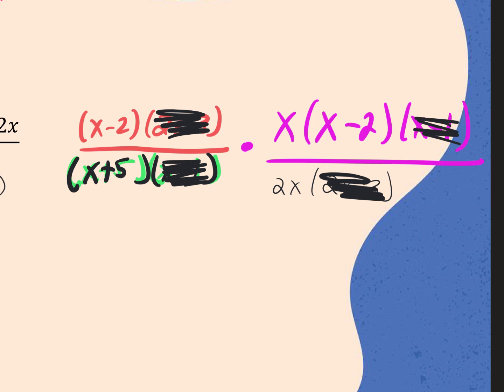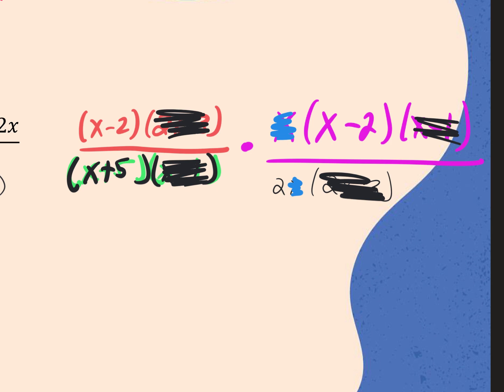Oh, I like that you said that, Hannah. Can I cancel out these x minus 2's? Why not? They're both where? In the numerator. They're both in the same spot. But is there something else I can cancel? Is there something else still hanging out? The x, right? I can cancel this x with this x.